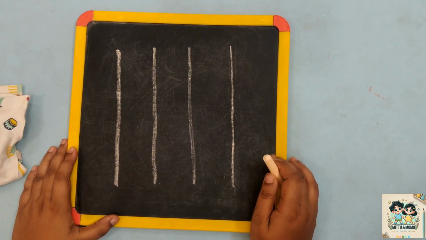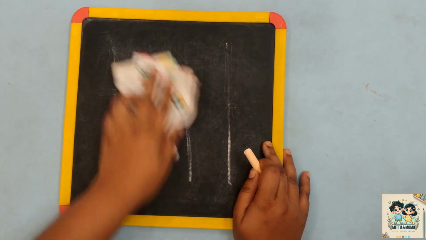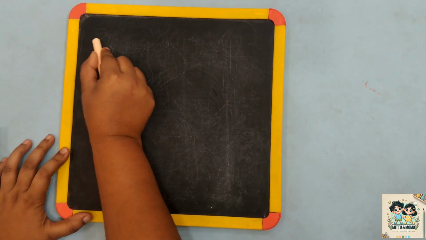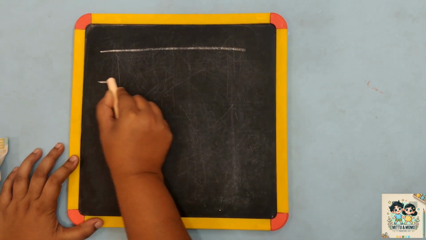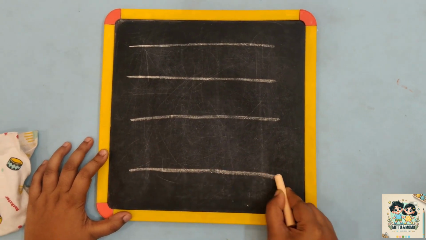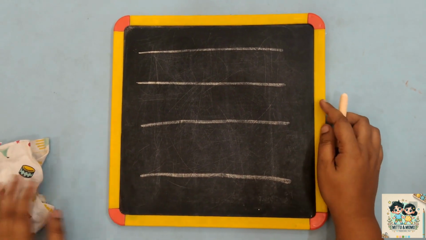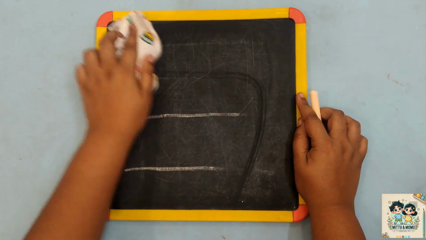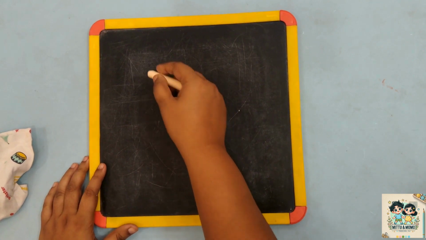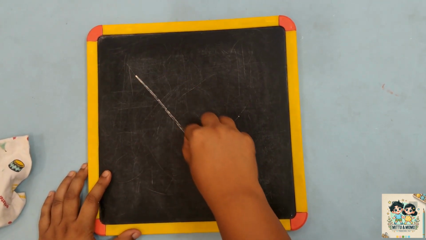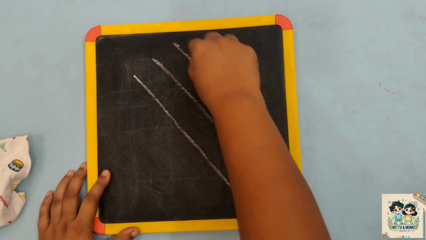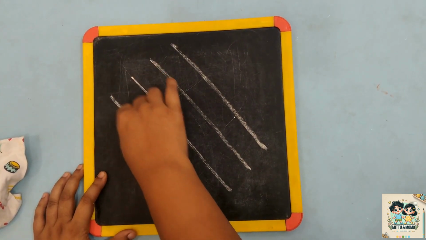These are the straight lines. Then we can teach sleeping lines. This is a sleeping line. And next, teach them left slanted lines. These are the left slanted lines.